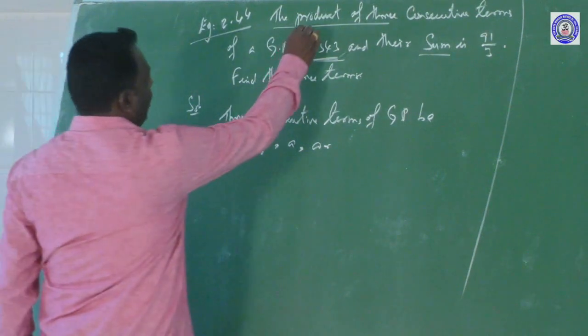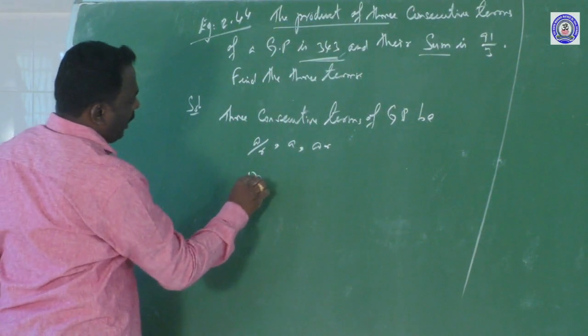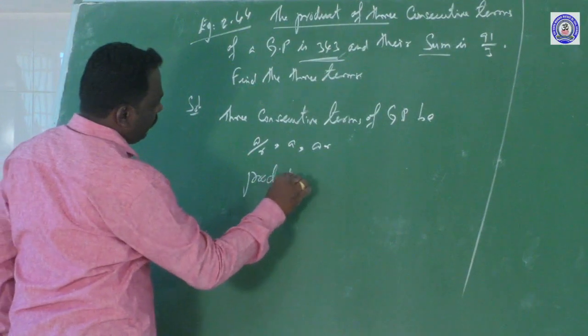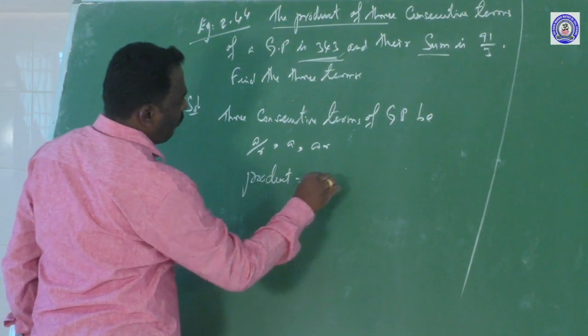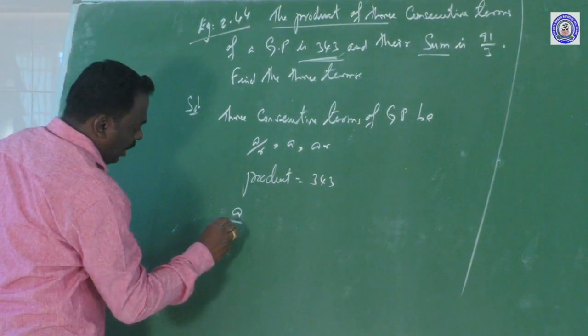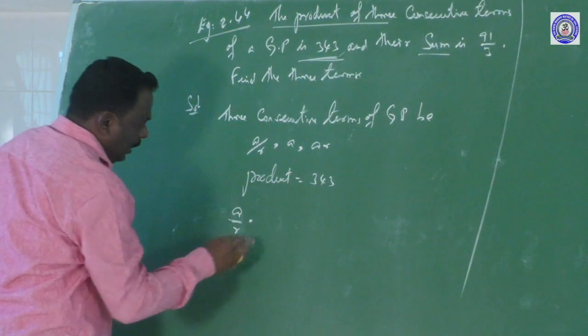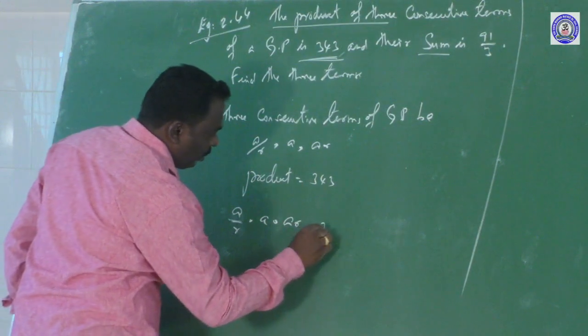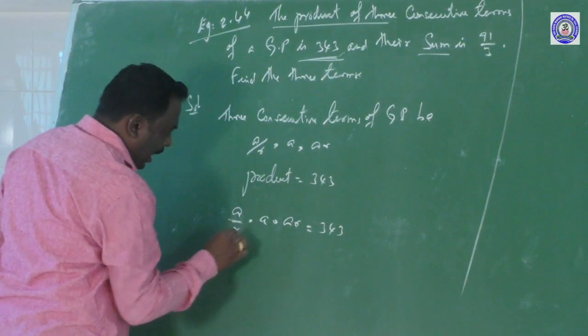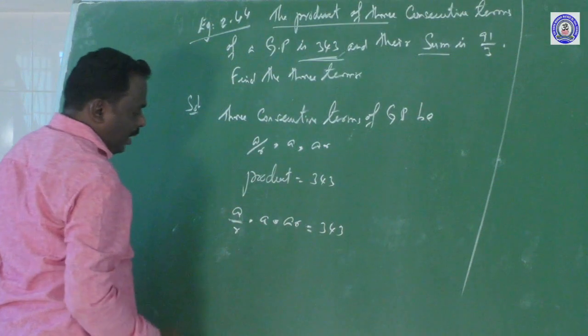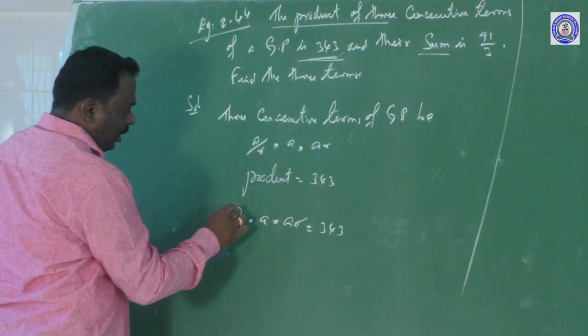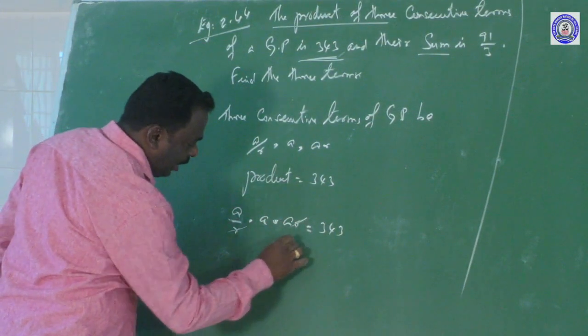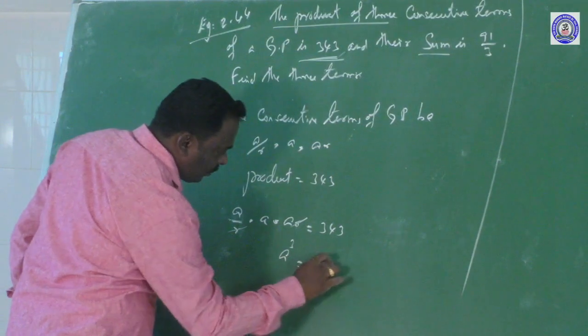Now what is considered first? The product of the GP is given as 343. A by R into A into AR is equal to 343. So A by R into AR, the R cancels. A into A into A is A cube, that is equal to 343.